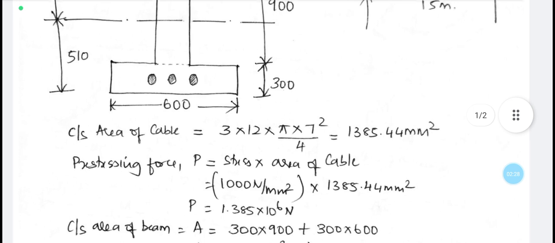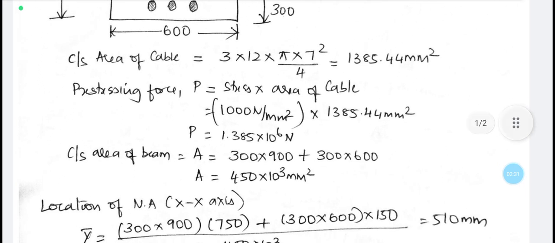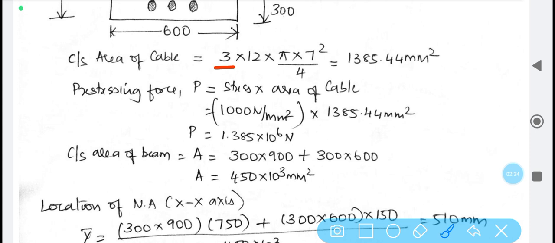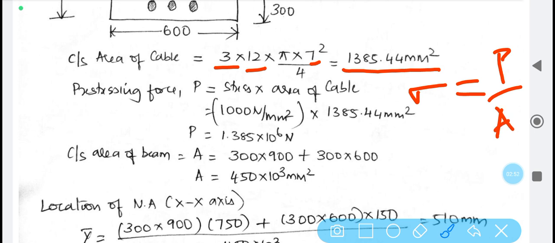Cross sectional area of the cable. So here there are a total of 3 cables, and each cable contains 12 wires of diameter 7 mm, and that is how we need to calculate the total area of the cable. And the pre-stressing force. So the conventional expression is sigma equal to P by A. With this expression we can rearrange it and find out the pre-stressing force here, and after substitution it is obtained as 1.385 times 10 power 6 Newton.